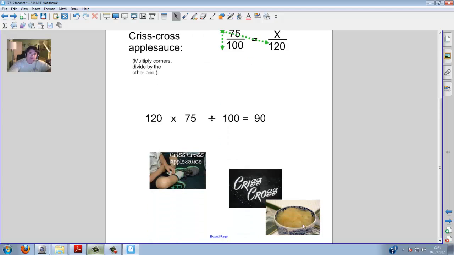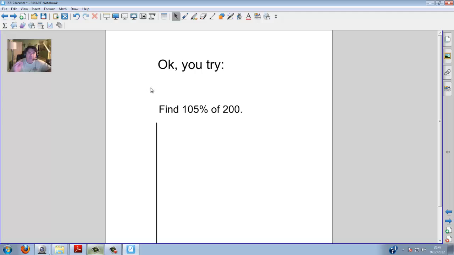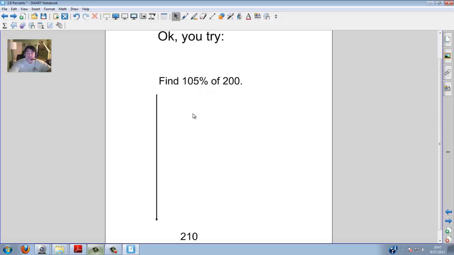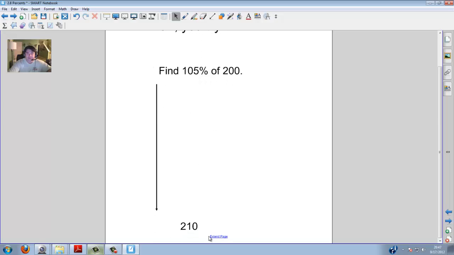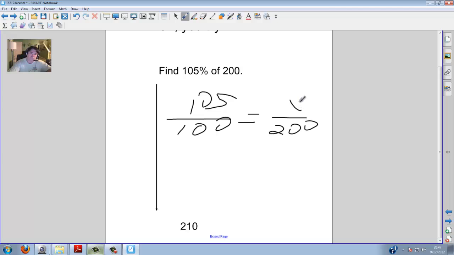Criss Cross Applesauce. Okay, now you try. Find 100% of 200, so go ahead and pause it this time. Okay, hopefully you paused. Let's see what you got. 105% of 200 is 210. How? 105 over 100, because that's a percent, of 200, x. Criss Cross Applesauce, times, divide, do 10.